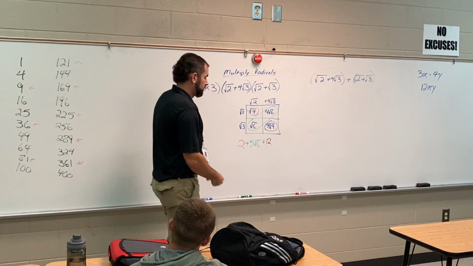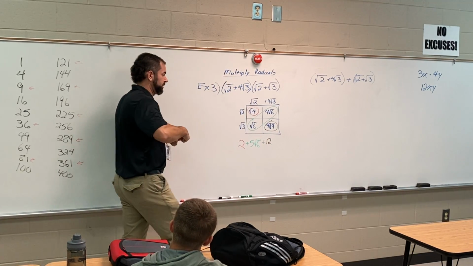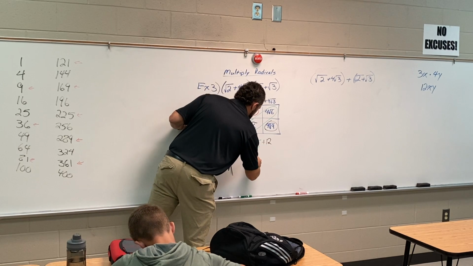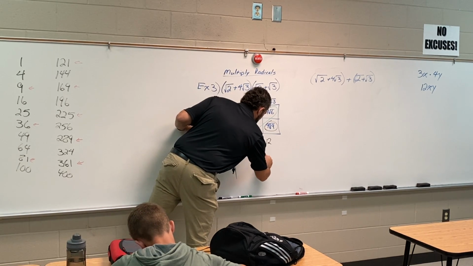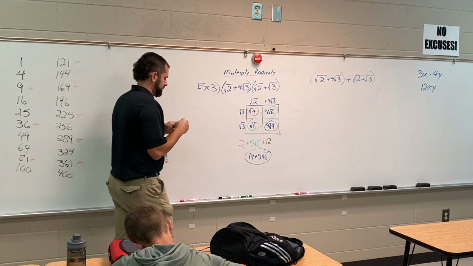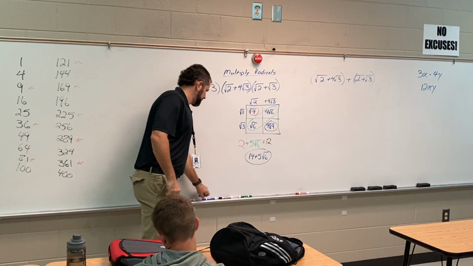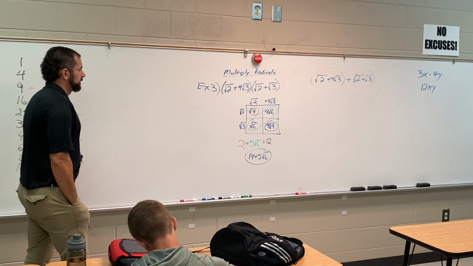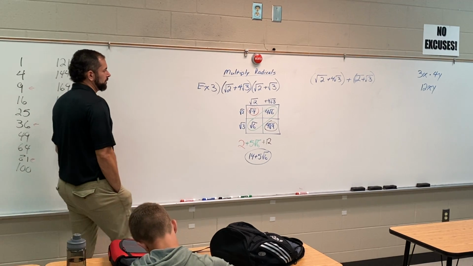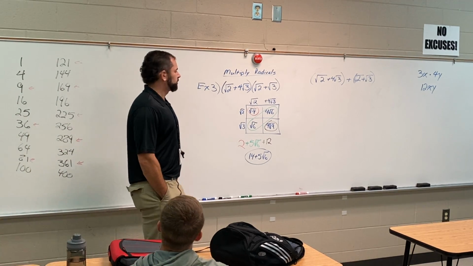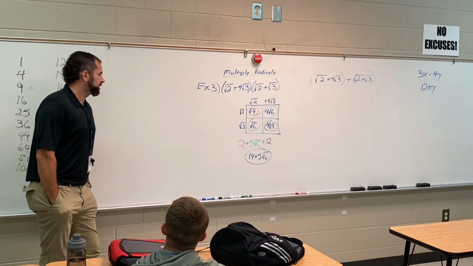So my final answer: 2 plus 12 is 14, so 14 plus 5 square root of 6. And that's probably about as far as we'll get as far as multiplying goes. Something like that, binomial times binomial.